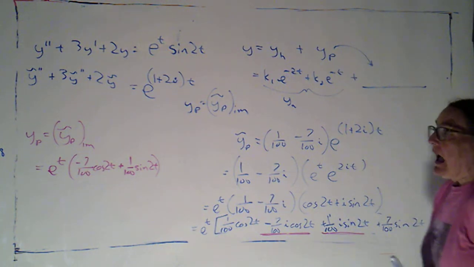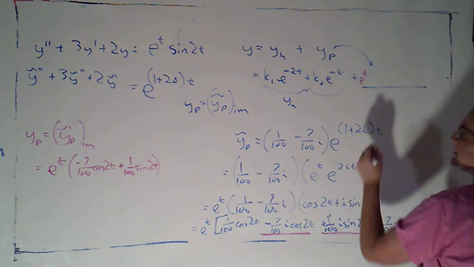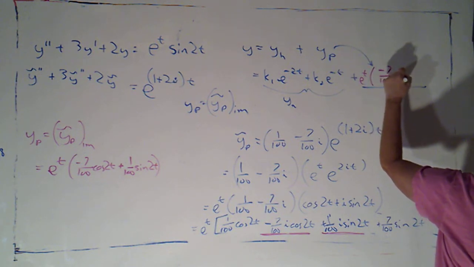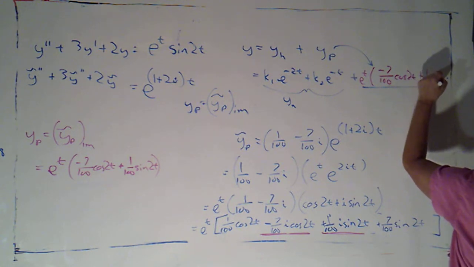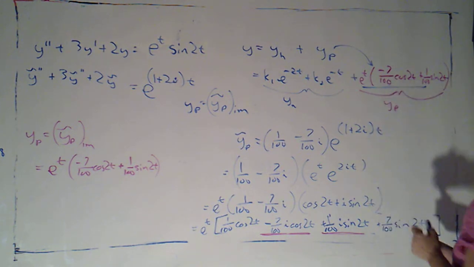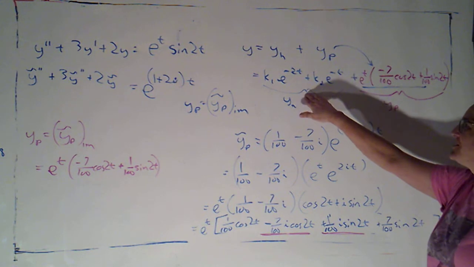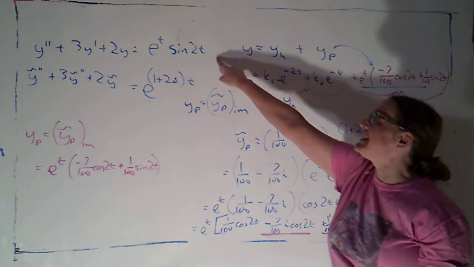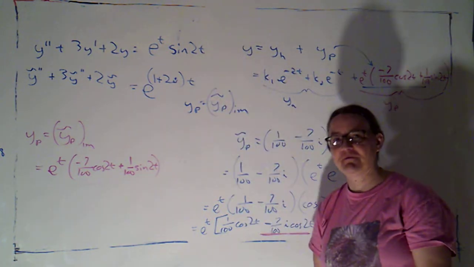Okay. I could certainly distribute the e to the t. I'm going to, I think, just keep it factored out. So e to the t times negative 7 over 100 cosine of 2t plus 1 over 100 sine of 2t. So that's my particular solution. We add that to a solution to the associated homogeneous, and this whole thing is the general solution to this real valued differential equation corresponding to a forced harmonic oscillator.